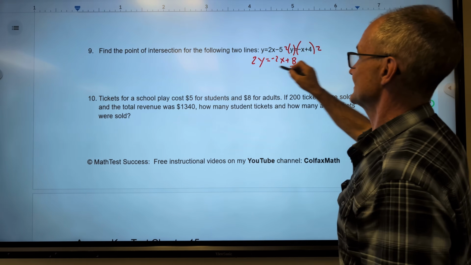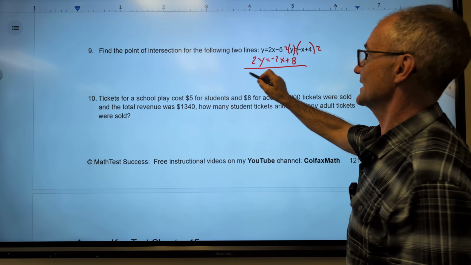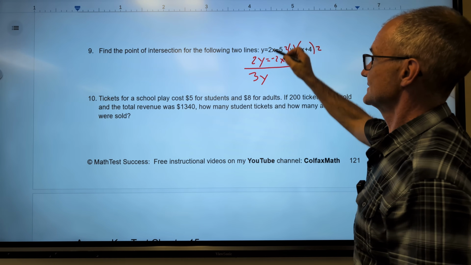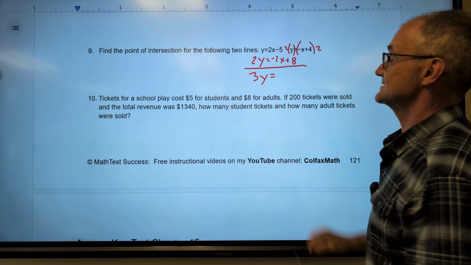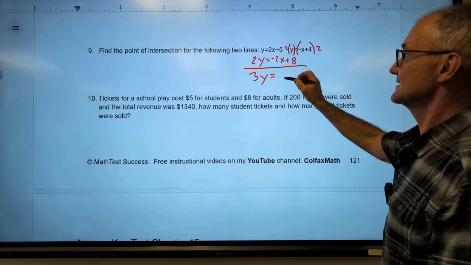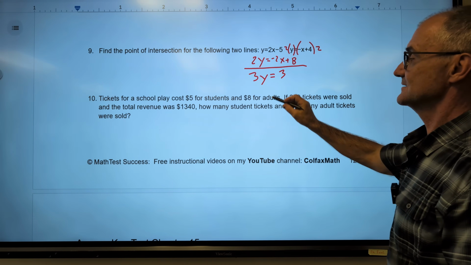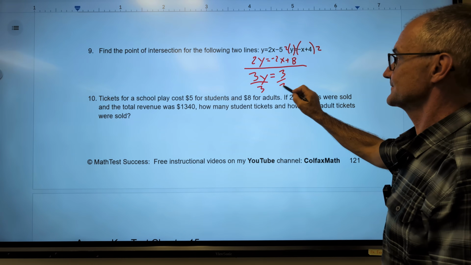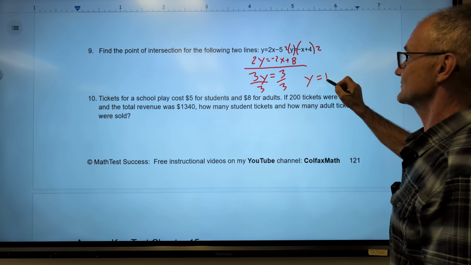I'm going to add these two equations together. y and 2y is 3y. 2x and negative 2x is 0. They cancel. Negative 5 and 8 is 3. Divide both sides by 3, and I get a value of y equal to 1.